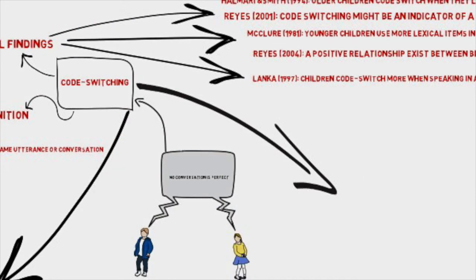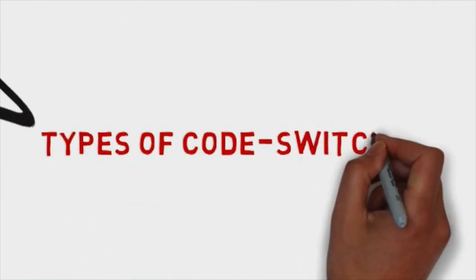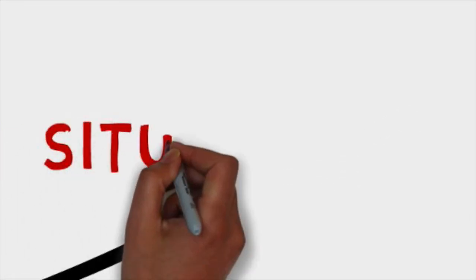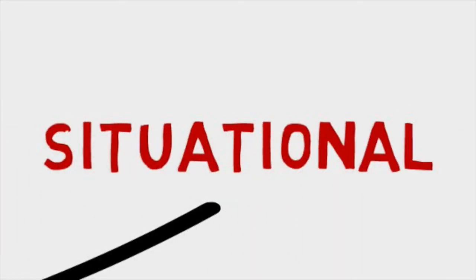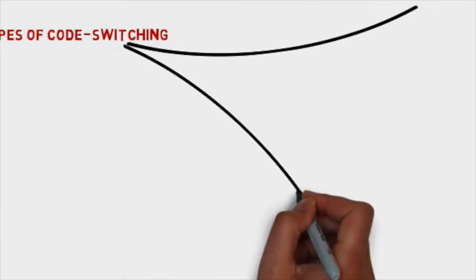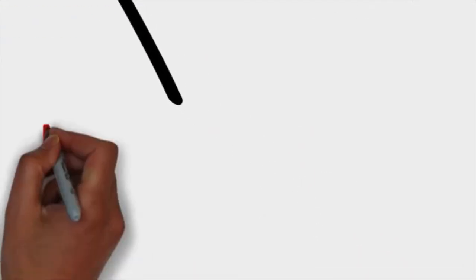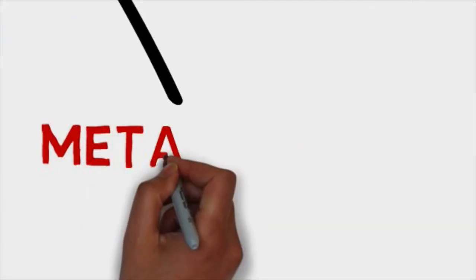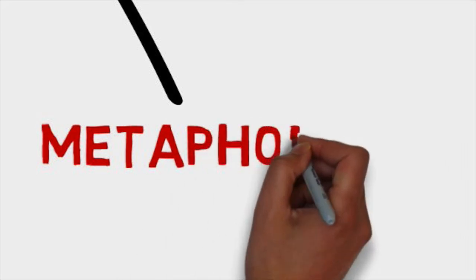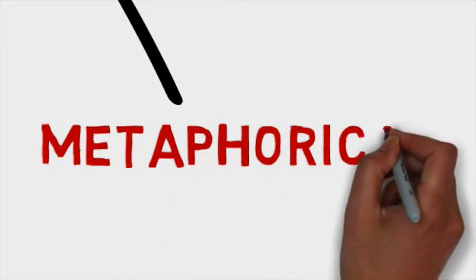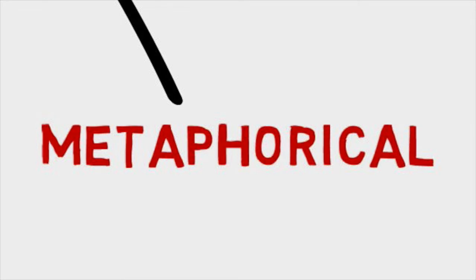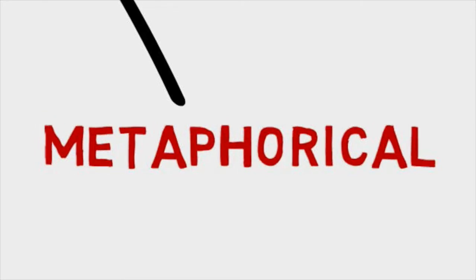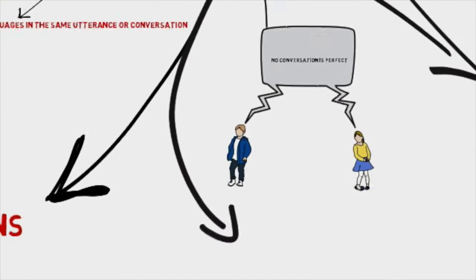There are 2 types of code switching, namely situational code switching and metaphorical code switching. In situational code switching, as the name suggests, code switching varies according to the situation. Metaphorical code switching occurs within conversations, and here, code switching varies according to discourse functions such as to include or exclude someone from a conversation, to convey intimacy, or to emphasize on a message.